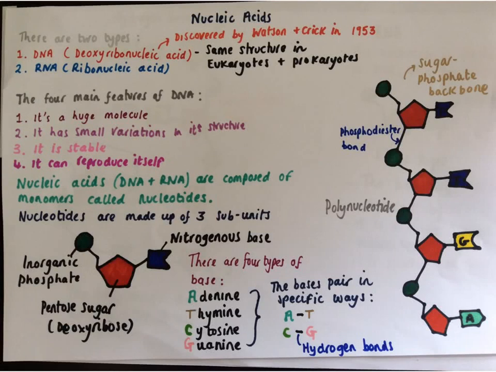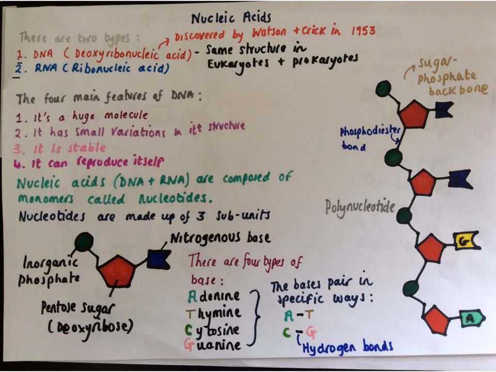Today I'm going to talk to you about nucleic acids. There are two types of nucleic acid that you need to know. The first is deoxyribonucleic acid, also known as DNA. The second is ribonucleic acid, also known as RNA, which we'll come on to later.